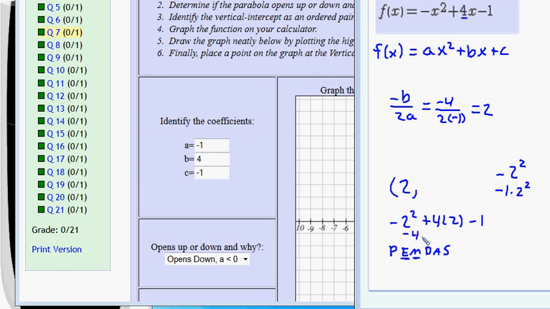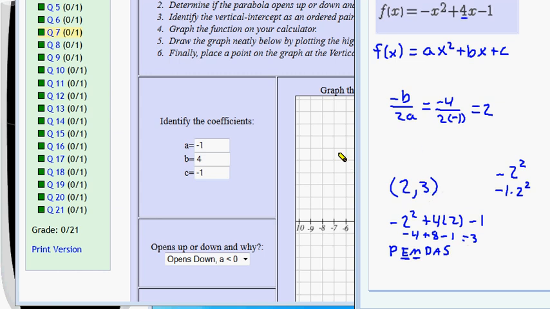I have 4 times 2 is 8. And then I have to subtract 1 at the end. -4 and 8 make 4, and then I have to subtract 1, so I get 3. So our vertex, unless I did some arithmetic error, should be 2, 3.